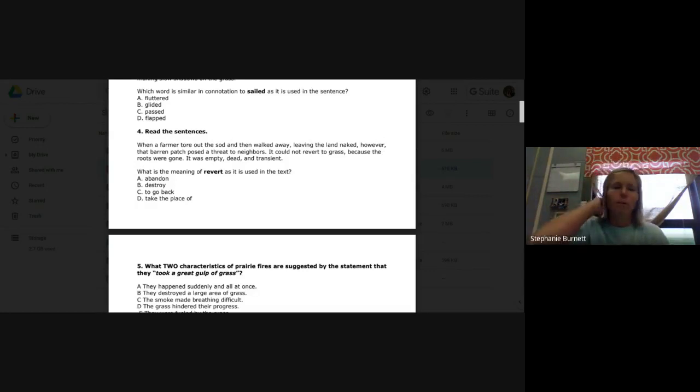Yeah, it's asking for it to go back, to revert back to grass again. They're saying it can't. The roots are gone. Sometimes when there's roots there, there's a possibility that something can come back. But in this case, it cannot go back. So number 4, the answer was C.